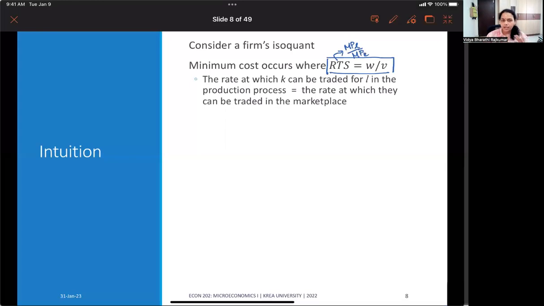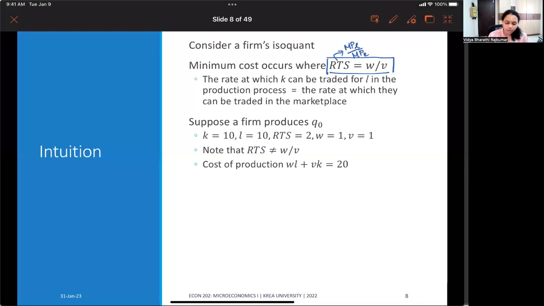Let's see why intuitively this should be our optimal solution. The way we do that in theoretical economics is we'll try to move away from this optimal point, understand what happens at that non-optimal point, and then figure out why we don't want to move away from the optimal point. This process of understanding a phenomenon is called comparative statics. So let's see that. Suppose a firm produces an output level of Q naught by using 10 units of capital, 10 units of labor, and suppose we are given that the rate of technical substitution at that point is equal to 2.